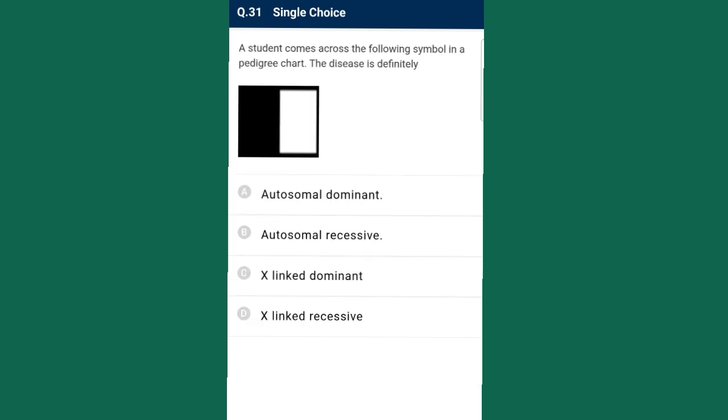Question number 31. A student comes across the following symbol in a pedigree chart. The given symbol is of a carrier male. Carriers only occur in recessive diseases. Males are never carriers in X-linked diseases because they have only one X chromosome. Thus, this symbol can be present in autosomal recessive disease only. Answer is option B, autosomal recessive.